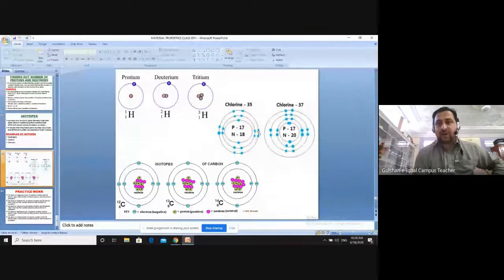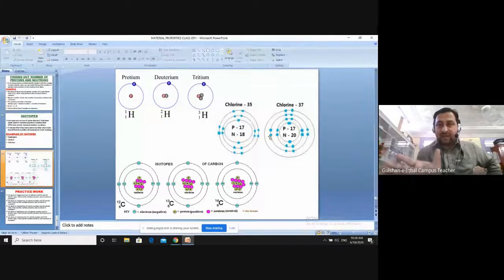So here you can see that chlorine has 2 isotopes. The first one is known as chlorine 35. The second one is known as chlorine 37. In chlorine 35, the number of neutrons is 18. In chlorine 37, the number of neutrons is 20.